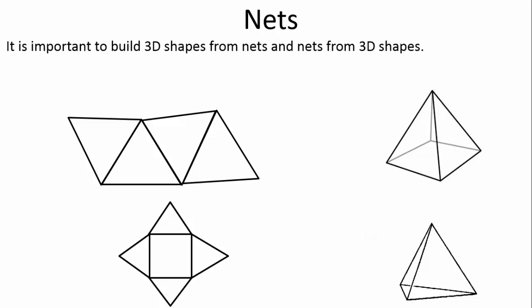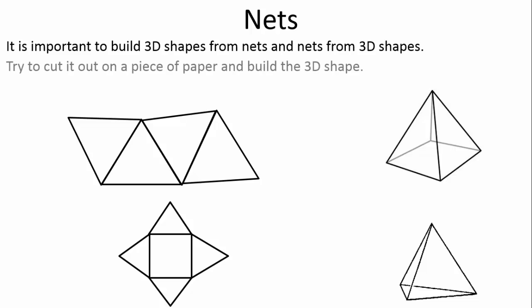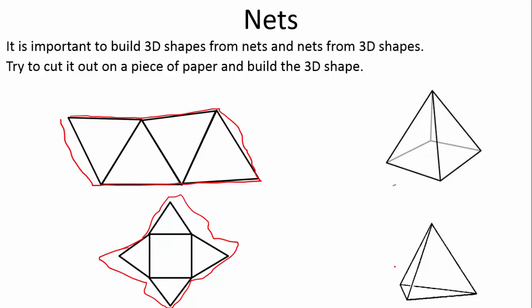It is very important to build 3D shapes from nets. It's a great way to form a 3D shape, so try and cut the following things out on a piece of paper to build the 3D shapes. So what I want you to do, go and cut around this line here on a piece of paper, and then fold around the other edges. Now, which of these shapes will make these various things?